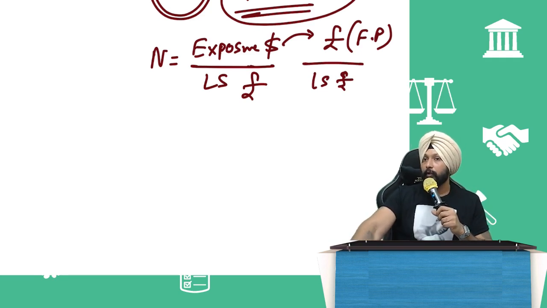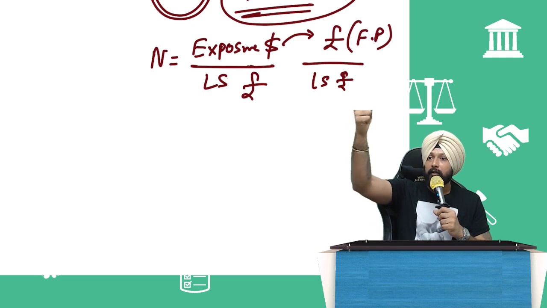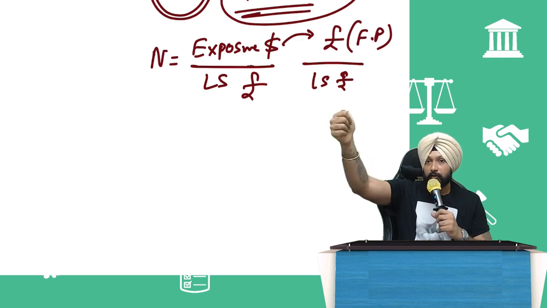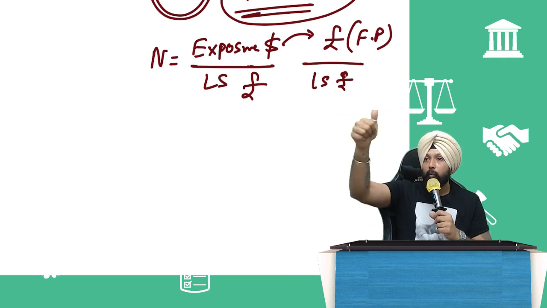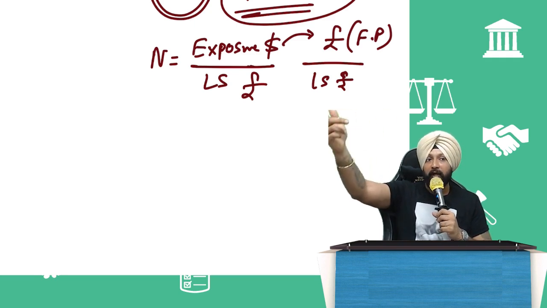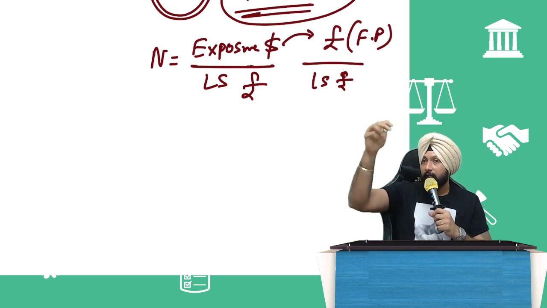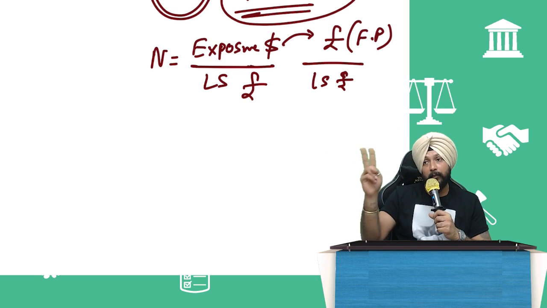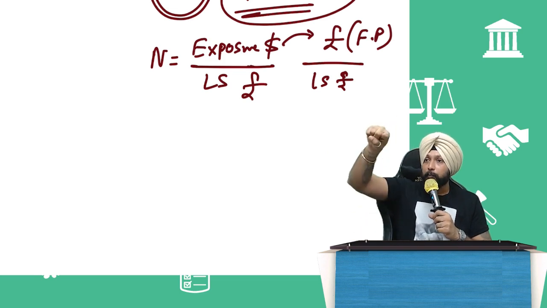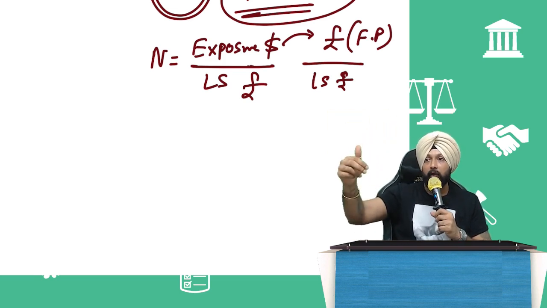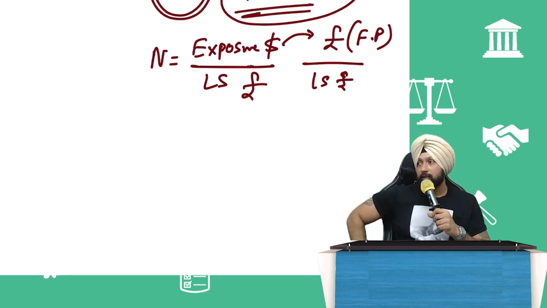So how many steps are there in total? 3. Step 1, whether to go long or short on futures. 2 questions you will ask yourself. What is my risk? How can a position in future help me hedge my risk? Step 2, number of contracts. Exposure by lot size, same currency. Exposure equivalent of other currency divided by lot size, if both are given in 2 different currencies.